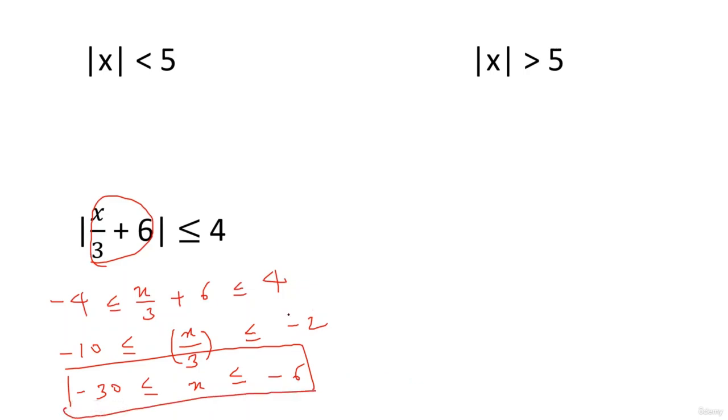थोड़ा sophisticated तरीके में कैसे लिखेंगे इसको हम लोग? We write this as -30 to -6, both inclusive. This is the answer, right? Let's go on to the next question, guys.